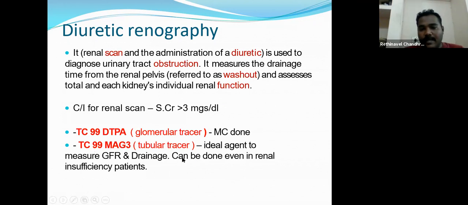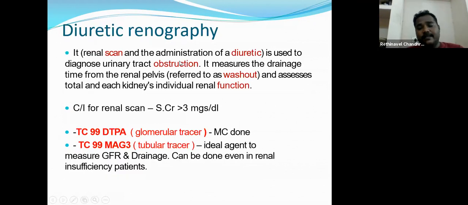Another advantage of MAG3 is that it can be done even in a renal insufficiency patient. The absolute contraindication to doing a diuretic renogram is a creatinine level of more than 3 milligram, but MAG3 can be done even in renal insufficiency patients. So the most common investigation done to find out the function in PUJO is DTPA, and the ideal agent used is MAG3.